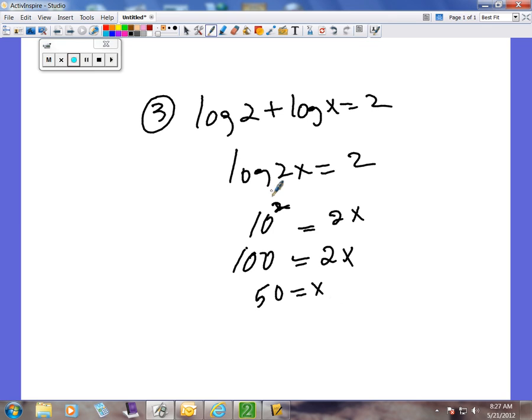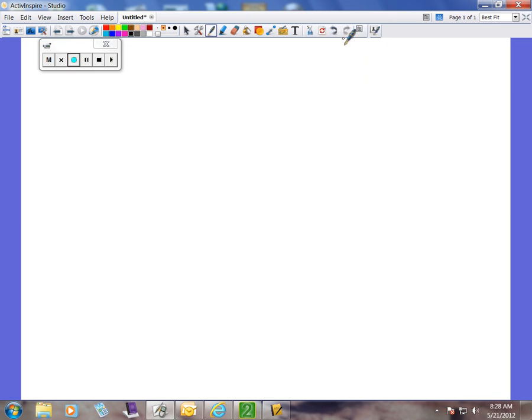Remember, you write it in exponential form. 10 to the second equals that. We're writing it in exponential form. All right, now let's do number 4, which is a little different because don't we have a log on the other side?